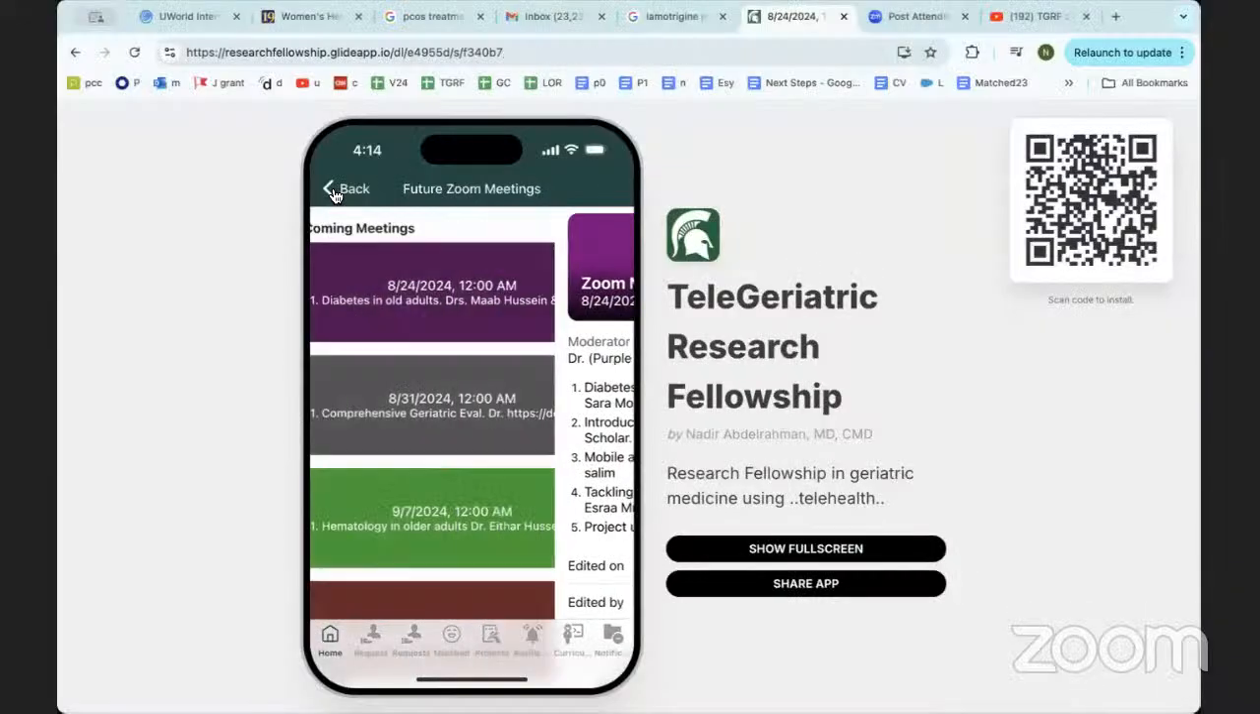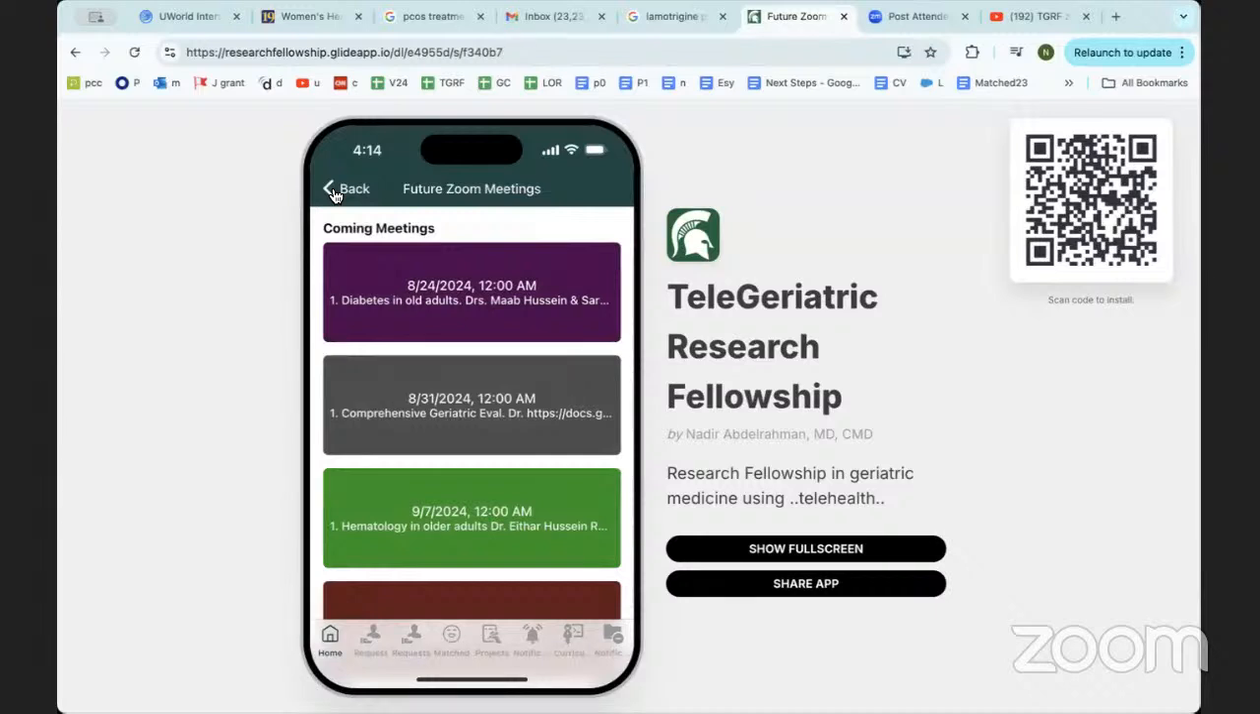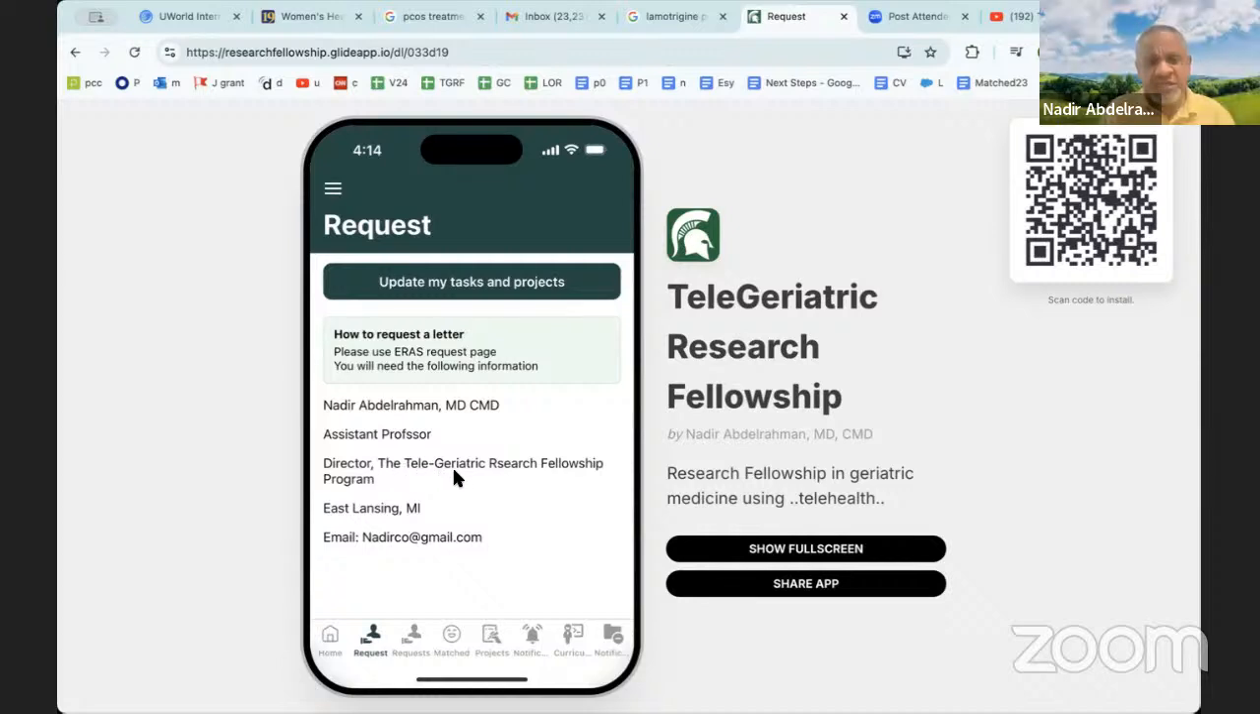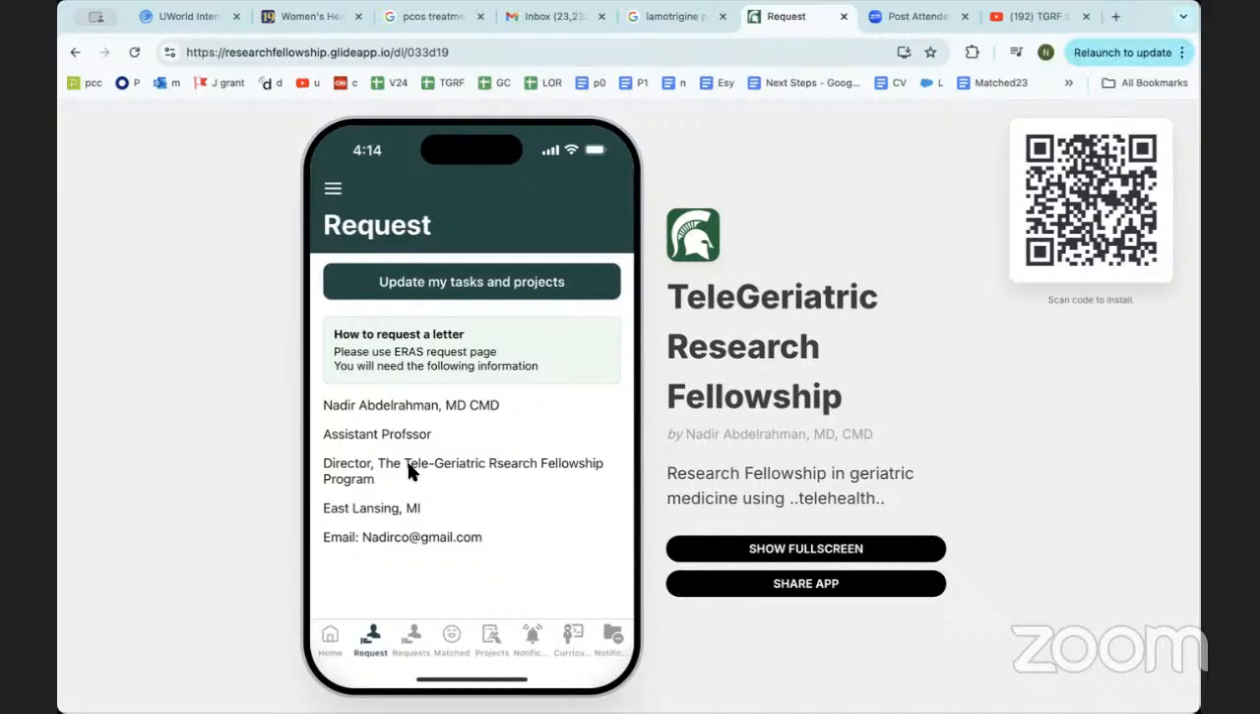Hello, Dr. Nadir. I just have a question about the letter of recommendation. The letterhead, what would it be like? Is it the University of Michigan? It will have this title, the Telegeriatric Research Fellowship. So it's an independent program now. Okay, thank you. You're welcome.